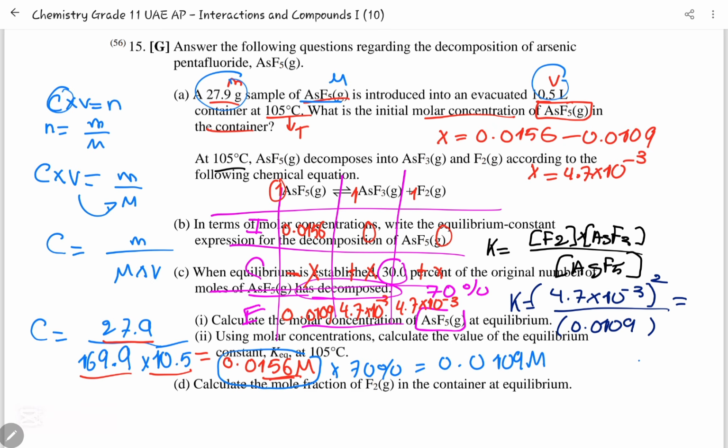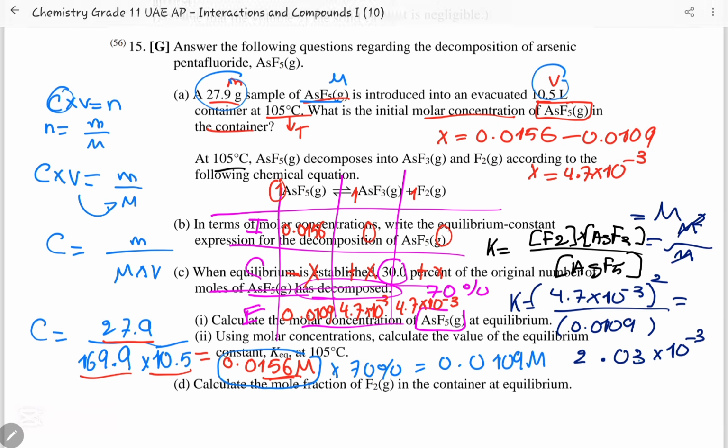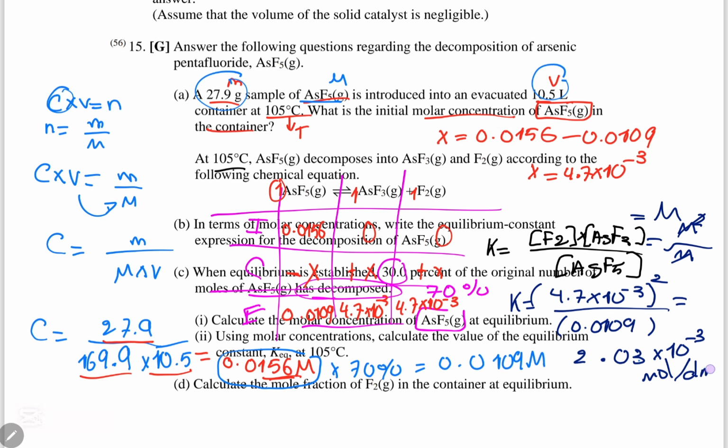Put it on your calculator. Divided by 0.0109, I got an answer which is 2.03, because I used the values my calculator gave me. I got a different answer than what they got. So, 2.03 times 10 to the power of minus 3. Is there a unit? Actually, yes, there is a unit, because this will turn out to be M squared over M. I cancel this and I will be left with M, so it's moles per decimeter cubed. Okay, that's it for part II.